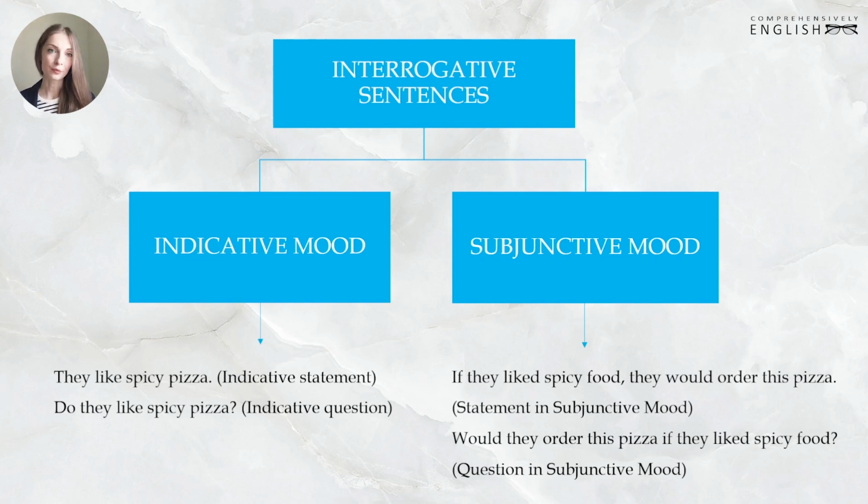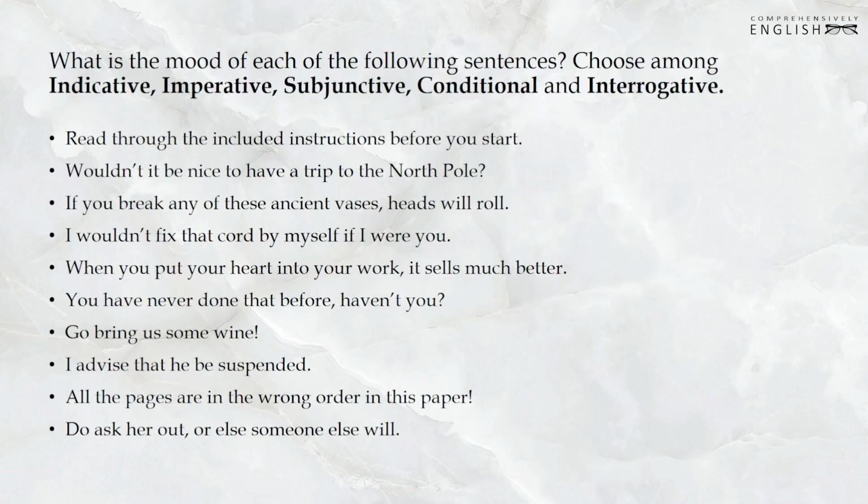The subjunctive mood. If they liked spicy food, they would order this pizza. Would they order this pizza if they liked spicy food? You see, you can form a question about an imaginary situation. Why not? Let's now look at these sentences and we'll try to decide what mood they belong to.